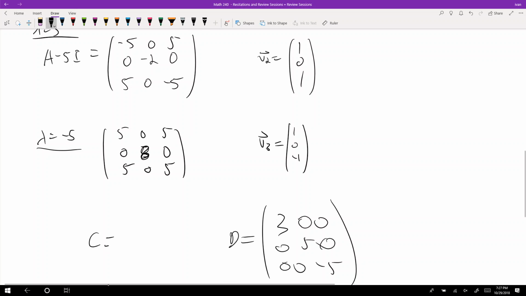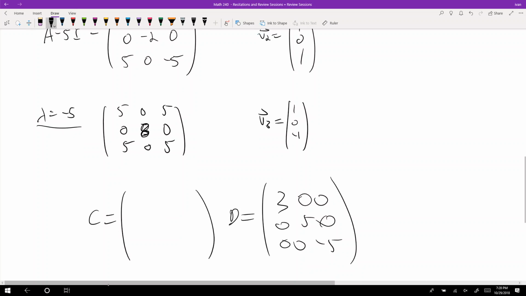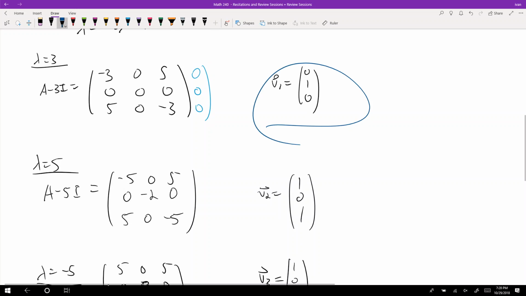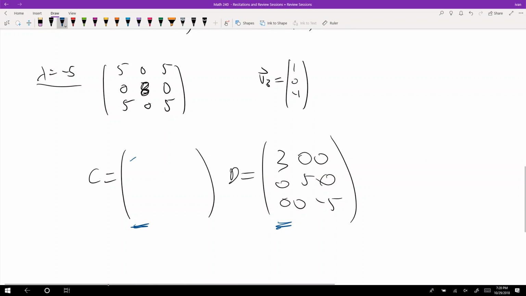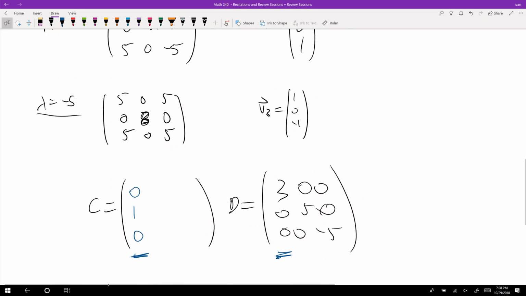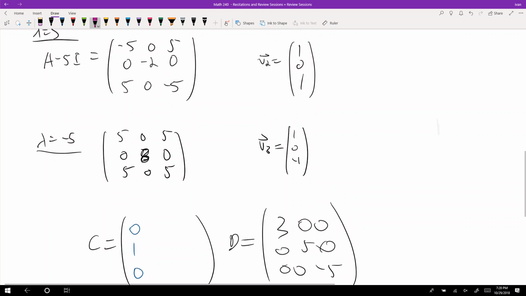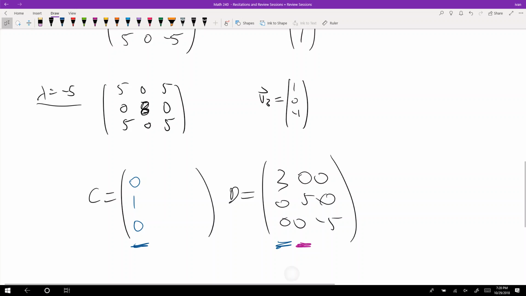Okay, and then C. In the first column of C, I have the eigenvector corresponding to 3, which is this guy, 0, 1, 0. And then in the second column, I need the eigenvector corresponding to 5, which is 1, 0, 1. And then in the third column, I need the eigenvector corresponding to -5. So that's 1, 0, -1.